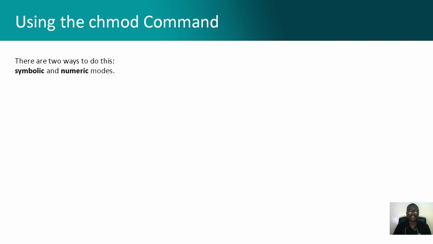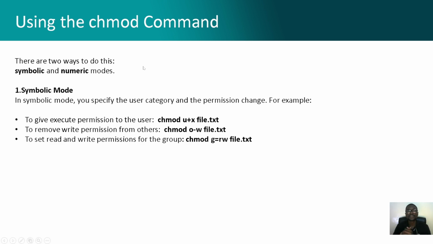Now let's look at how to fully utilize the chmod command. There are two ways in which we can use it: either the symbolic mode or the numeric method. In symbolic mode, you specify the user category and the permissions change. For example, if we wanted to add execute permissions to that file for a specific user, we would use the command chmod u+x. Remember, u is user, plus x means we are adding an execute bit to this file.